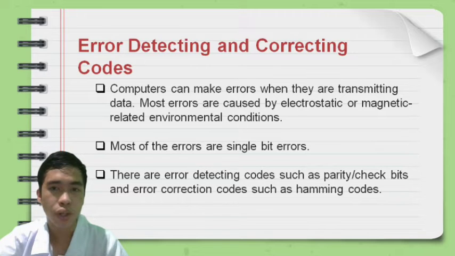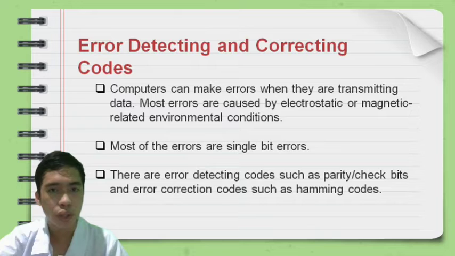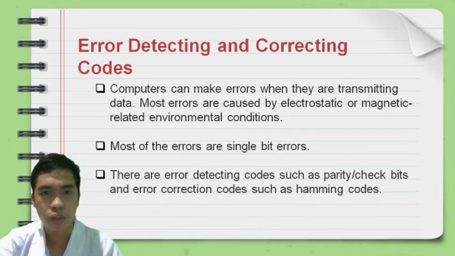Error detecting and correcting codes. Computers can make errors when they are transmitting data. Most errors are caused by electrostatic or magnetic related environmental conditions. Most of the errors are single bit errors. There are error detecting codes such as parity or check bits, and error correction codes such as Hamming codes. Okay, so let's proceed to the error detecting codes.